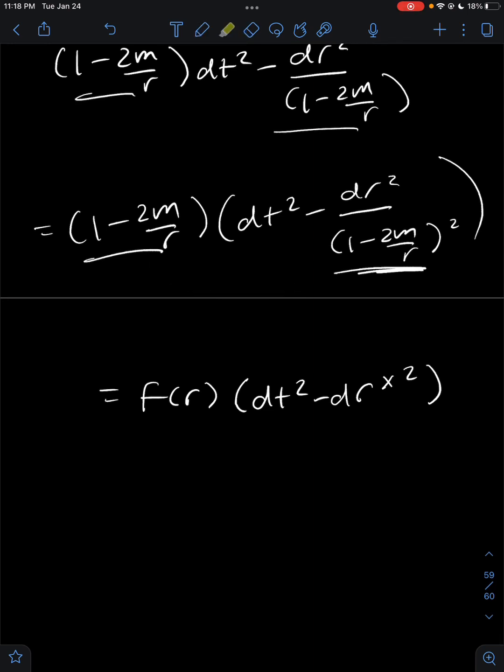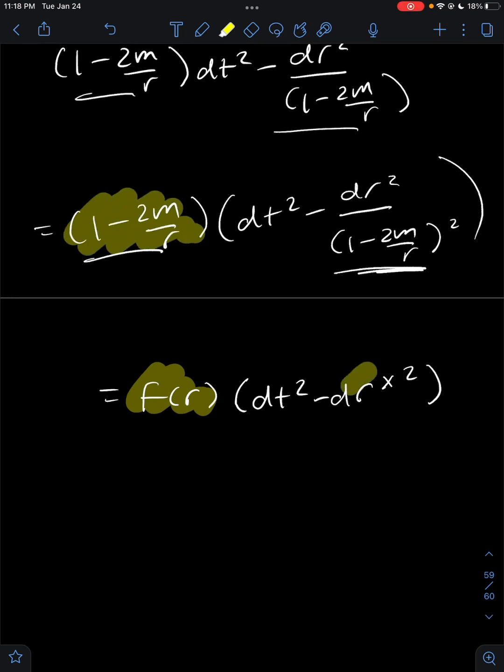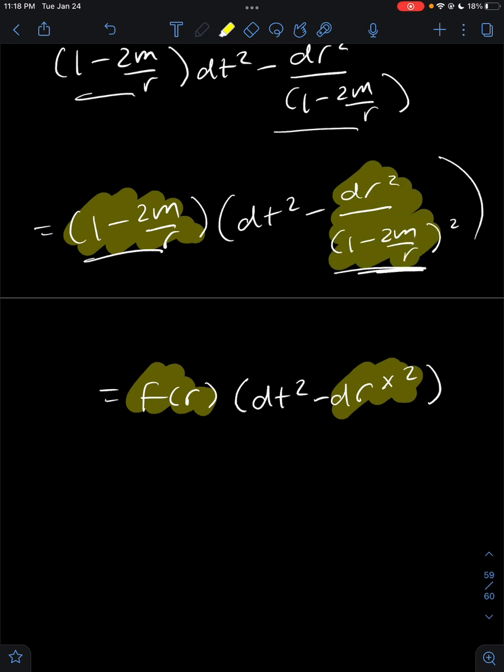f of r, we can match that with this over here. And then we can match dr asterisk squared with this over here, implying that our tortoise coordinate, r asterisk, is going to be equal to the integral of dr over 1 minus 2m over r.